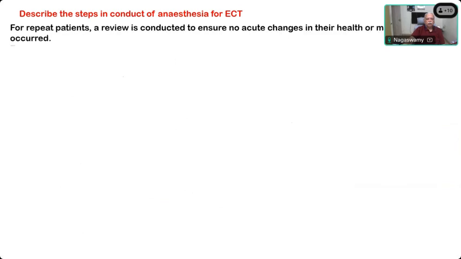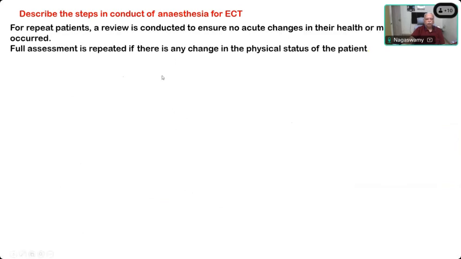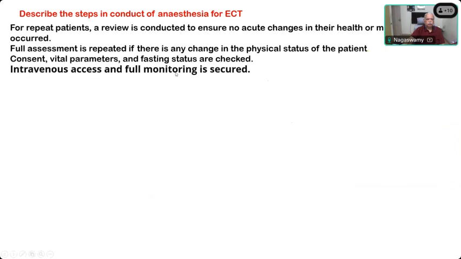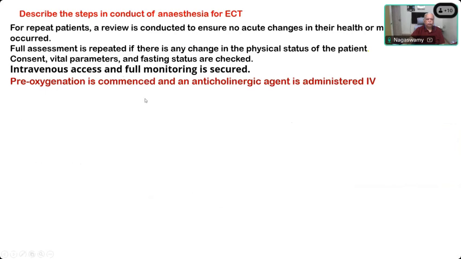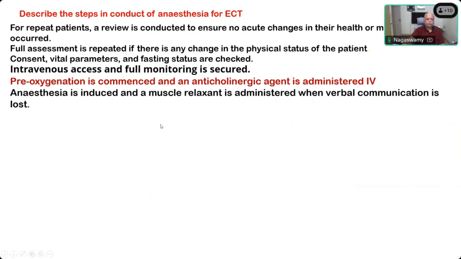Describe the steps in ECT. For repeat patients, review is conducted to ensure no acute changes in health or medication. Full assessment is repeated if there is any change in physical status. Consent, vital parameters, fasting status to be checked. And intravenous access and full monitoring is secured. Pre-oxygenation and anticholinergic administration is important.